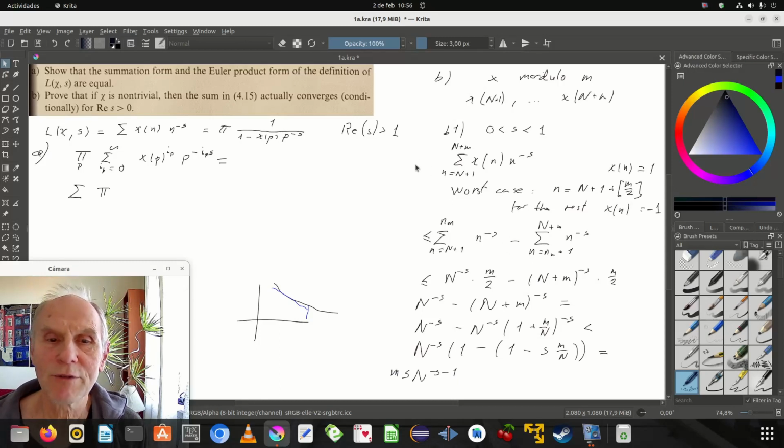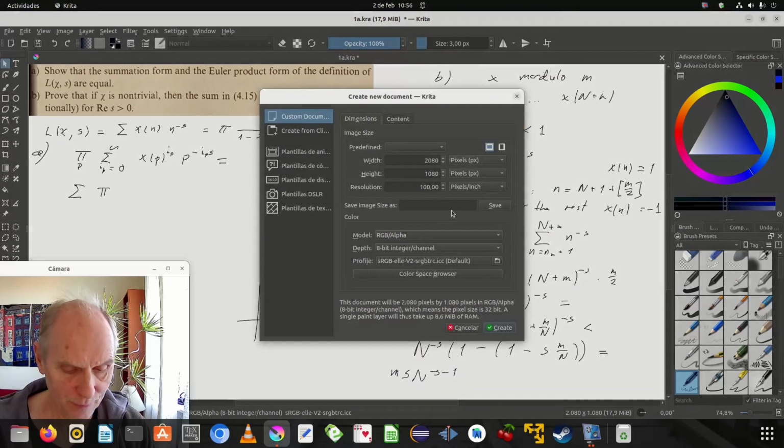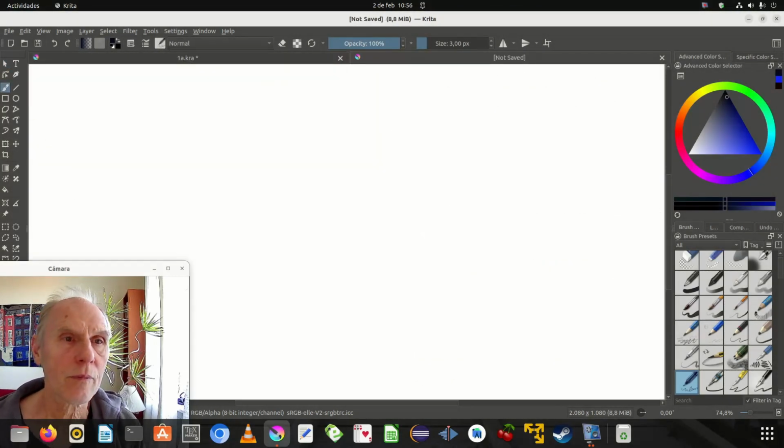The next part we have to take care of is what happens when we are up in the complex plane. Or should we call it U plus IV?